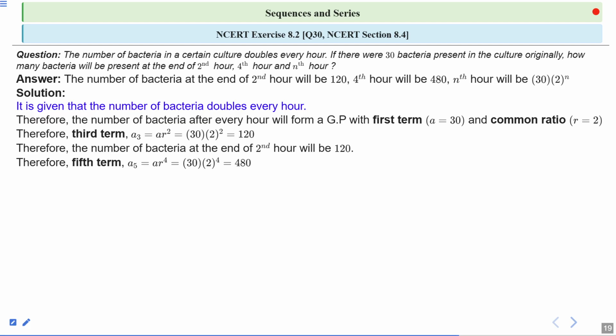So the fifth term A5 is A times R to the power 4. Here A is 30 and R is 2. So substitute the value of A is 30 and R is 2 in A5 equal to AR to the power 4. Then you will get the fifth term A5 equal to 30 times 2 to the power 4, that is equal to 480. Therefore the number of bacteria at the end of fourth hour will be 480.